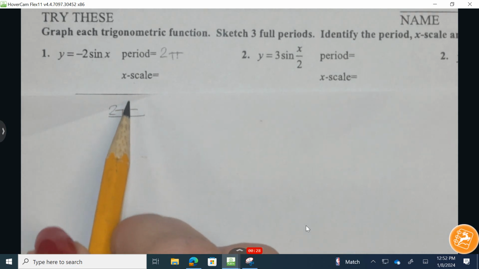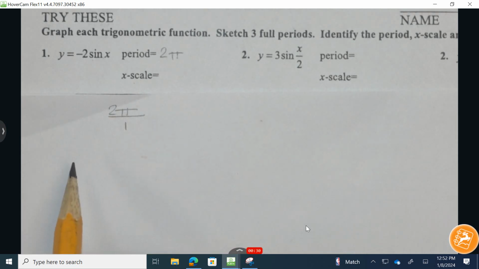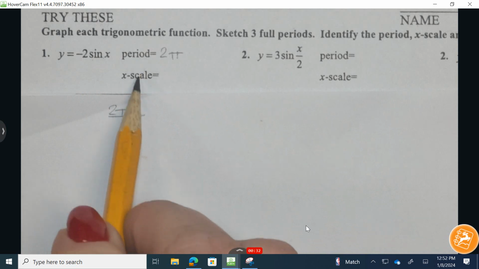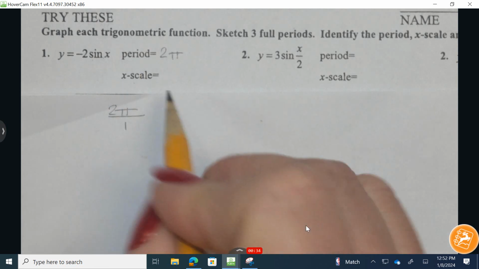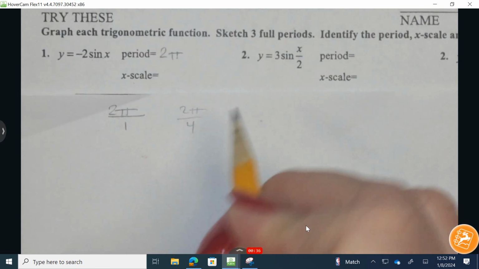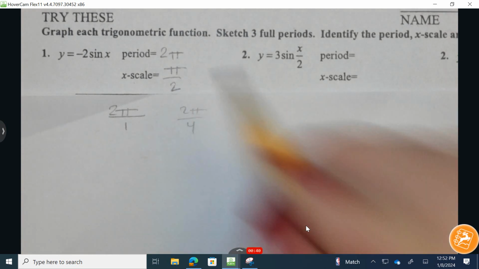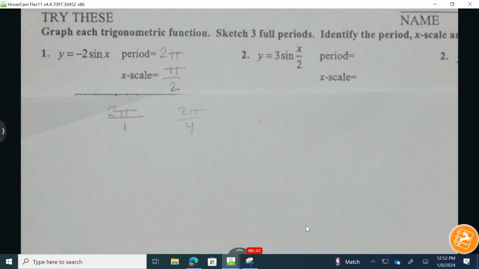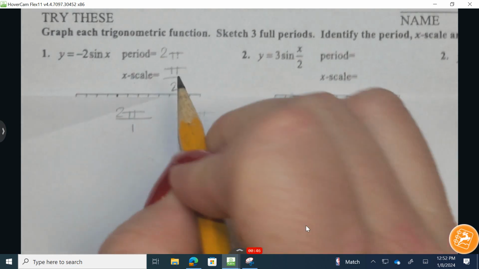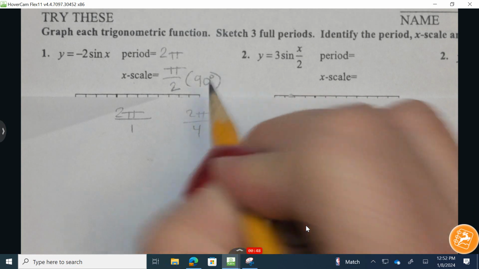Now that length of a cycle is divided into 4 equal parts. So I'm going to take the period length and divide it by 4. We're going to take 2 pi divided by 4, and it reduces to pi over 2. That helps me because each one of these steps is going to be a distance of pi over 2, and in my mind, remember, that's equivalent to 90 degrees.